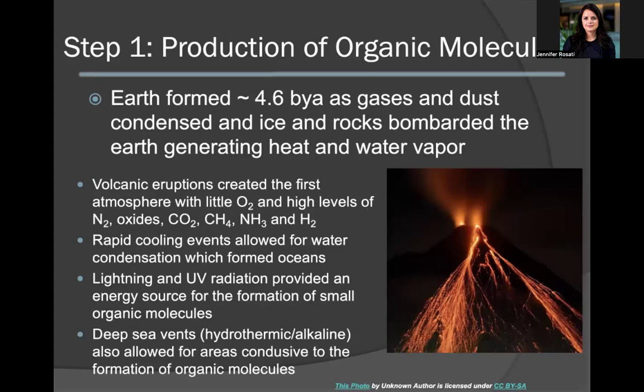The Earth formed about 4.6 billion years ago as gases and dust condensed, and ice and rocks bombarded the Earth, generating a large amount of heat as well as water vapor. Volcanic eruptions were present, which created the first atmosphere. This initial atmosphere had very little oxygen, along with high levels of nitrogen gas, oxides, carbon dioxide, methane, ammonia, as well as hydrogen gas. Rapid cooling events during this time allowed for water condensation, which then eventually formed the oceans that we see today. Lightning and UV radiation provided energy sources for the formation of small organic molecules, as mentioned in the slide before. Deep sea vents, hydrothermic and alkaline, also allowed for areas conducive to the formation of these organic molecules.